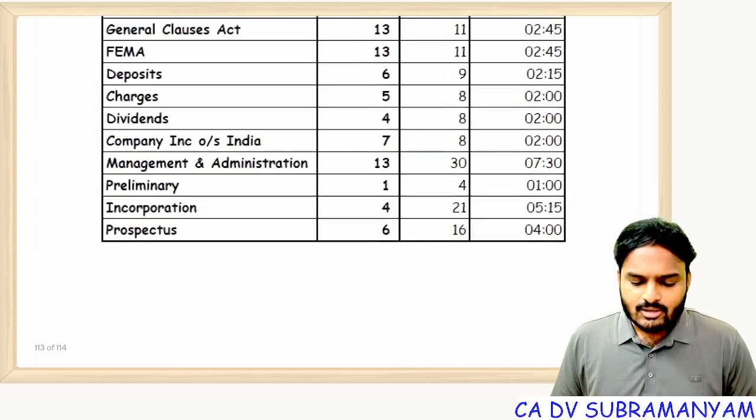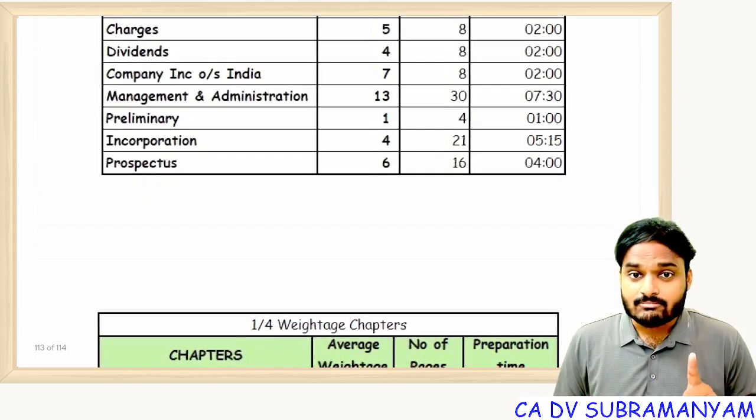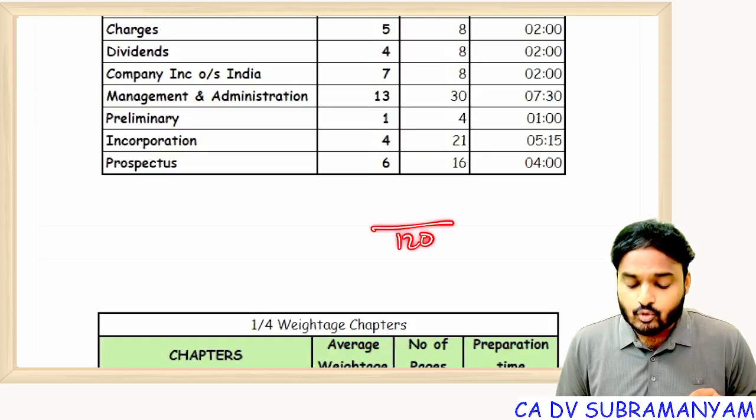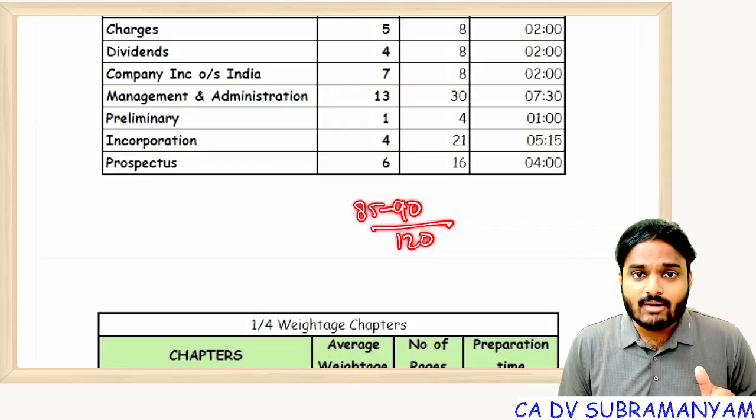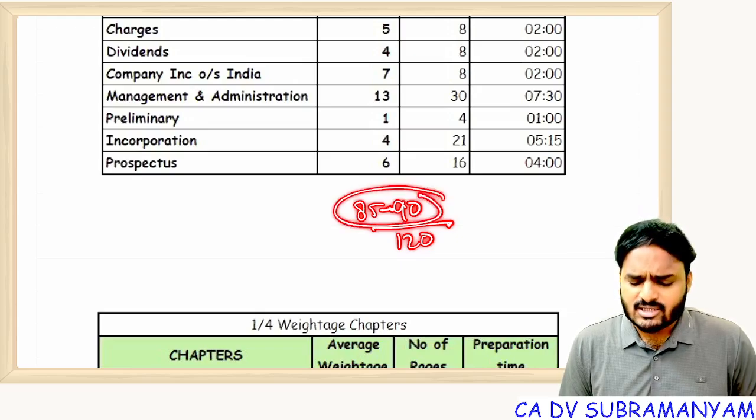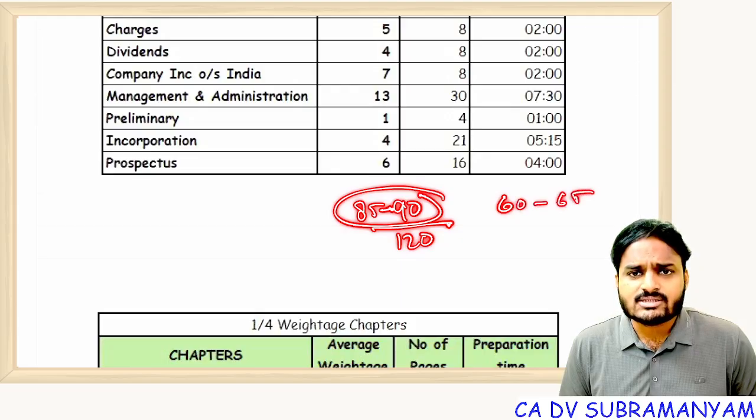Because I'm not asking you to attempt only 60 marks. I'm telling you, out of 120, if you go with my 3/4 strategy, you can easily attempt 85 to 90 marks. How many marks? 85 to 90 marks. If you are able to attempt 85 to 90 marks, can't you achieve 60 to 65 marks? It's very easy. Very easy.